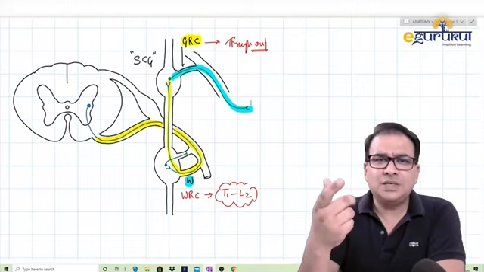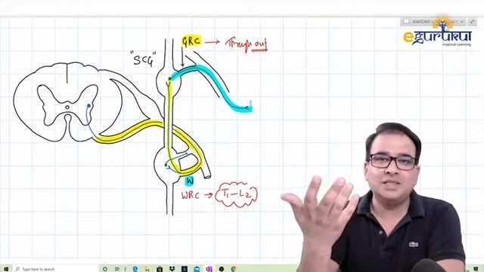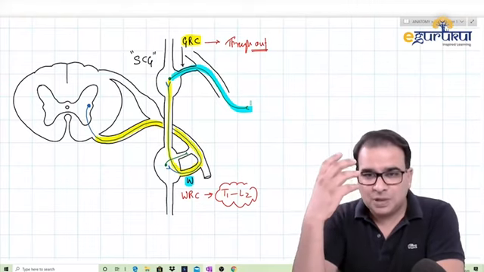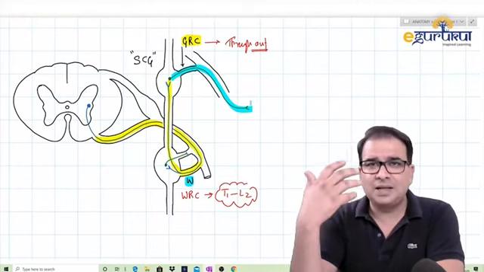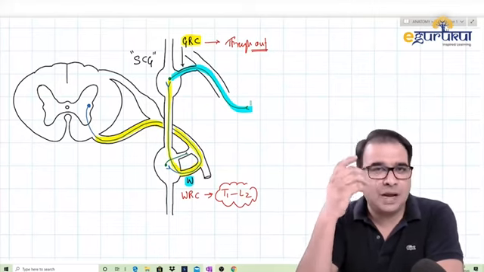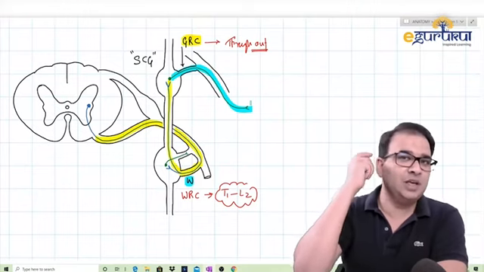Right? And that is why we say that with injury to the T1 root, why is there a Horner syndrome? The post-ganglionic fibers to supply the muscles like the dilator pupillae or the sweat glands of the face are all supplied by the superior cervical ganglion. The injury is not to the superior cervical ganglion. The injury is to what? T1.